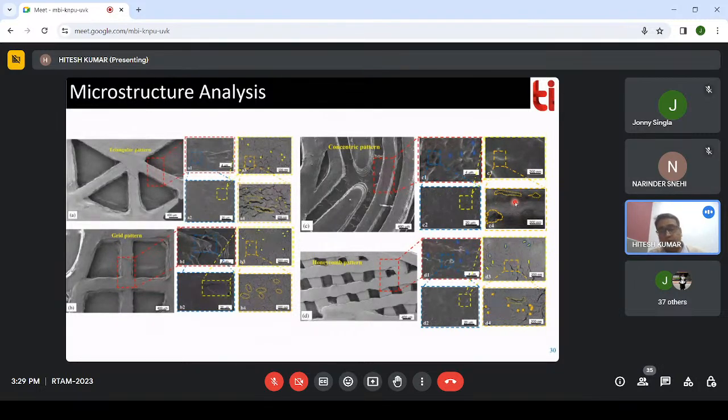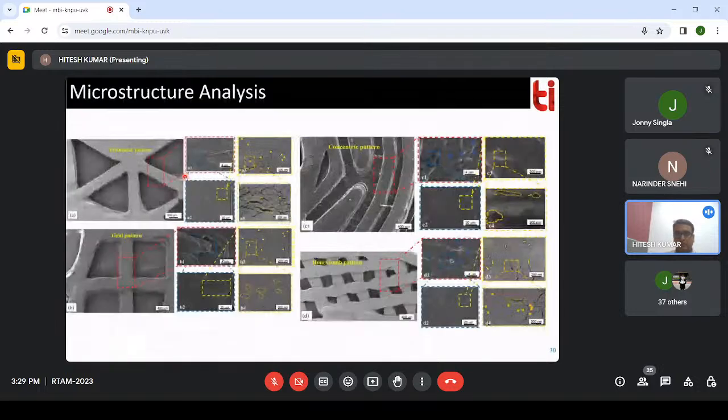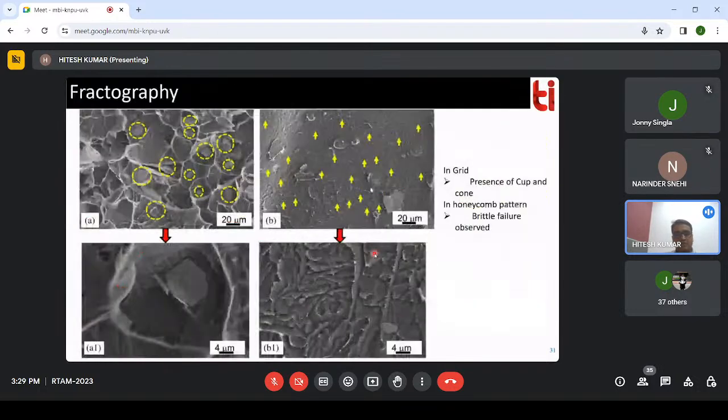Porosities are quite less, but there are some places where the size of the porosities is quite high. But in the honeycomb structure, the porosity is not much. Other than that, the fractography of all those samples was also performed. What we observe, if you can see directly, is that we chose two different samples: one is concentric, another is a honeycomb structure.